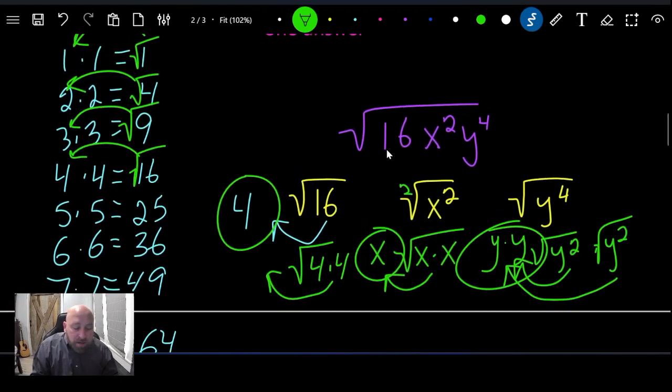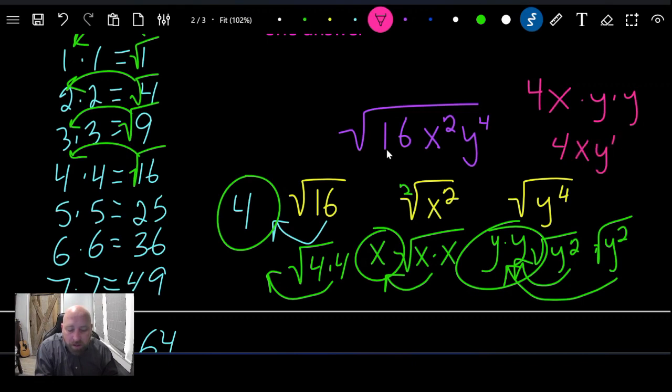So now what is our answer? Everything that's circled is our answer. So we have a 4, we have an x, and we have 2 y's. Okay? Now what's a better way to write that? 4xy squared. And that would be our answer.